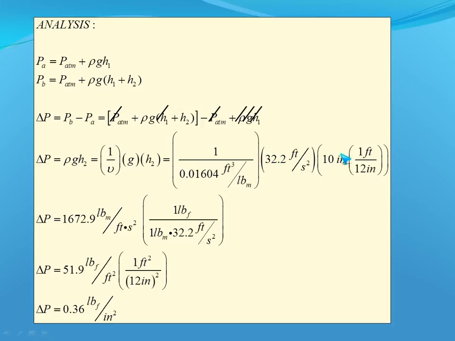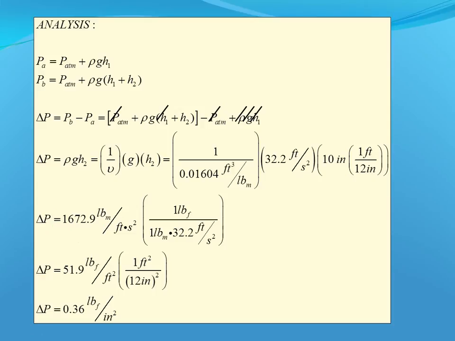So this is 1 over specific volume, gravity, and then height. The height difference is 10 inches, right? And we're going to convert those inches to feet. So those inches will cancel, and we're left with feet squared over second squared. The feet squared will actually cancel off with a portion of this, right? So we'll just be left with one unit of foot down here on the denominator. And then pound mass is on the denominator of the denominator, so that actually will move up to the numerator. And so what we find is that delta P is equal to 1,672.9 pound mass divided by foot times second squared.